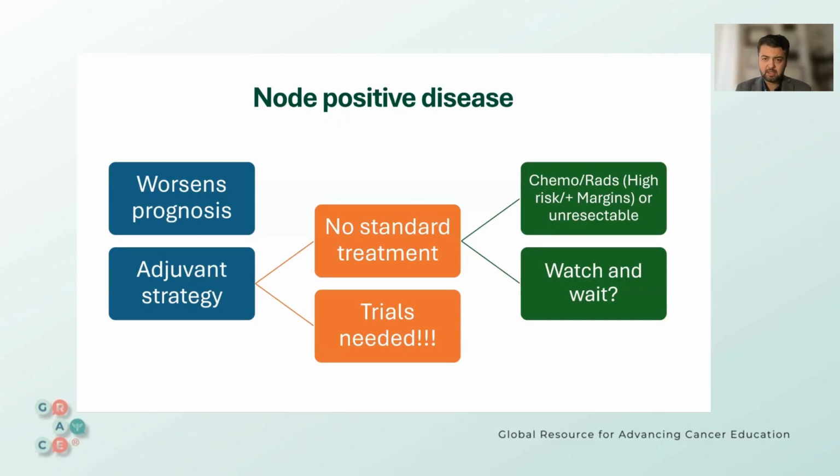In node positive disease, which means when the cancer has spread to the nearby lymph node, the prognosis is a little bit poor. And in these cases, even if the surgery is done, we try recommending an adjuvant strategy based on individualized patient case scenarios. Adjuvant strategy literally just means giving a treatment after the surgery was done. There are currently no standard treatments or standard guidelines for adjuvant strategy for neuroendocrine tumors, and therefore more and more clinical trials are needed as well.